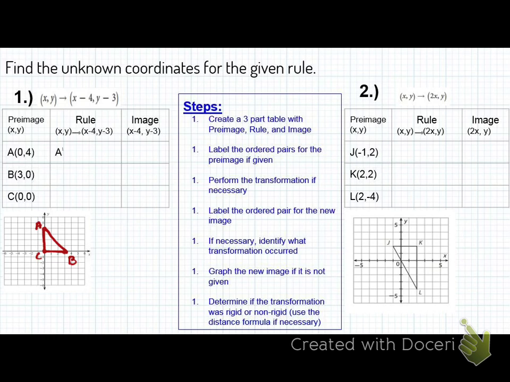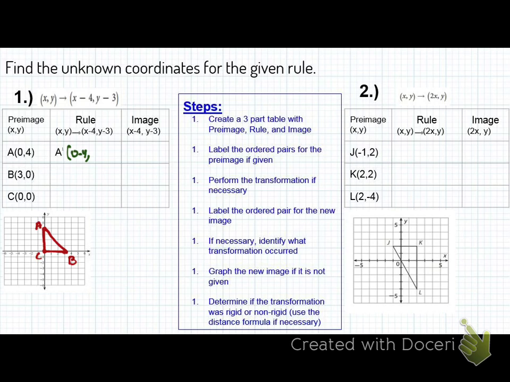I'm going to use a different color now. I'll use green to show you the difference. A prime is your new point that we're going to create based upon whatever the rule is. Our rule here is saying we're going to take our original image and take the x value, subtract 4, and then take the y value and subtract 3. Okay? So A prime. The original x was 0, and it says take x and subtract 4. So 0 is our x, and we subtract 4. The y value is 4.